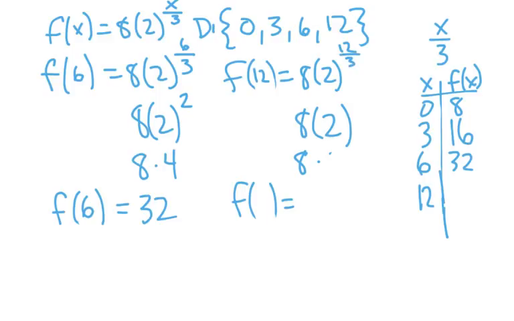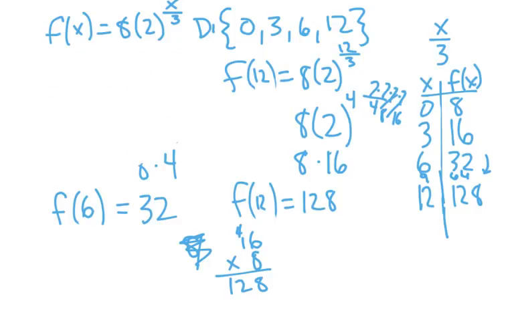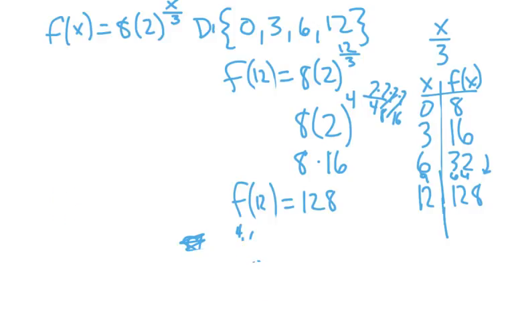f of 12 would be equal to 8 times 2 to the 12 over 3. 12 divided by 3 is 4. 2 to the 4th is 2 times 2 times 2 times 2, so that would be 4, 8, 16. So 8 times 16, what would that be? 8 times 16 is 128. So f of 12 equals 128. Now you say, well, that's not doubling. That's because we left out a domain of 9. If 32 doubled, it'd be 64. 64 doubled is 128. So that's why they skipped that 9 days.